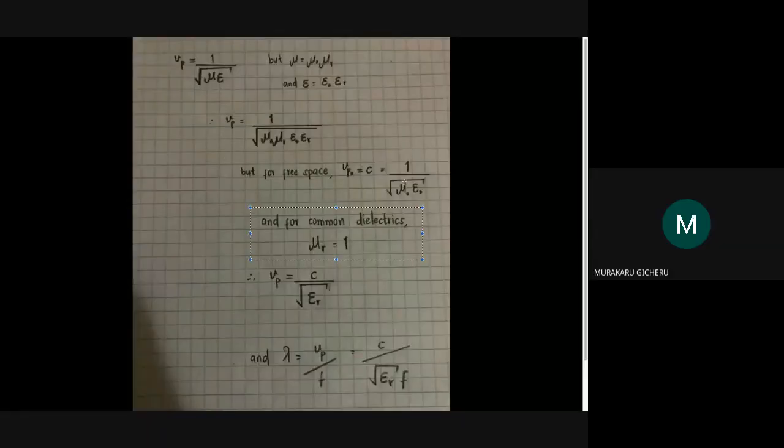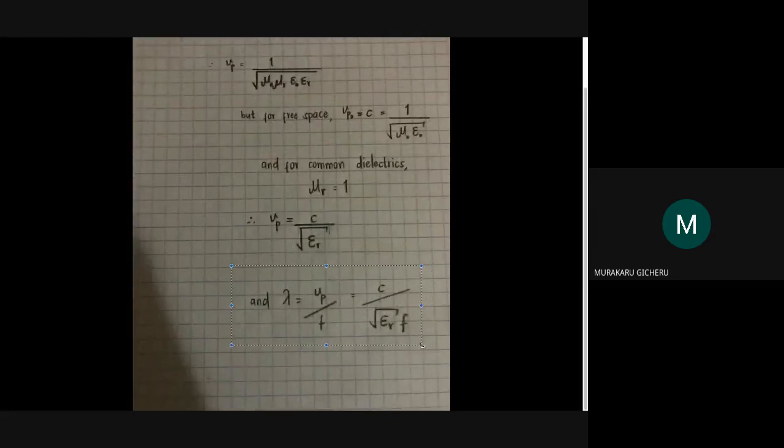You take out 1 over the root of mu naught E naught from here, and then you replace it with C, because C is this, you're going to end up with Vp is equal to C over the root of the relative permittivity of the dielectric.